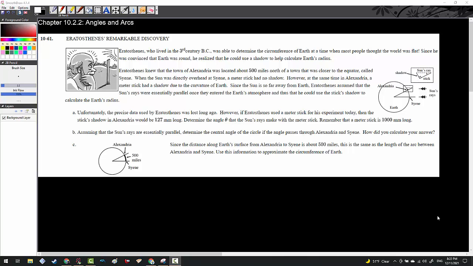In today's episode, we will be discussing Chapter 10.2.2, which is Angles and Arcs of Circles. With a lot of exposition in this first problem here, I would encourage you to pause and read up a little bit about Eratosthenes and how his remarkable discovery, pre-existing all of our technology, allowed him to, in the 3rd century, essentially calculate the circumference of the Earth using a couple of sticks and shadows. It's a pretty interesting story.